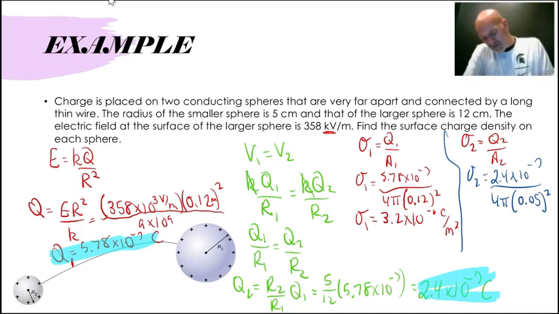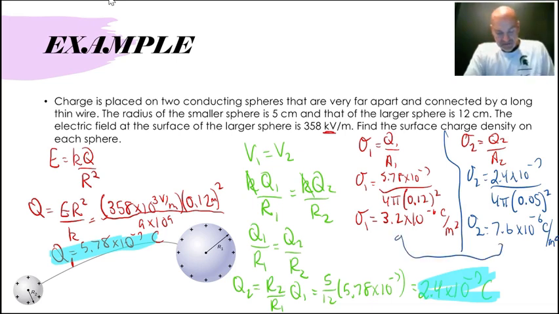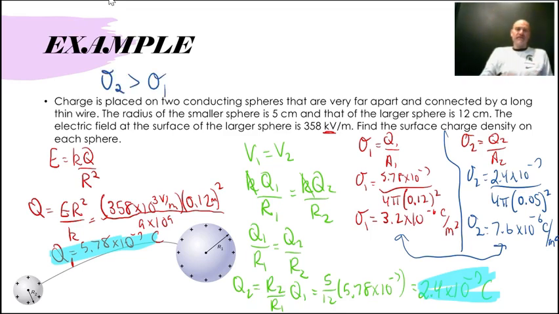This number I did write down. So sigma 2 is 7.6 times 10 to the negative 6 coulombs per meter squared. And you can see, because they both have the same exponent, that sigma 2 is greater than sigma 1, because the second sphere has the smaller radius. Again, apologize for all that confusion with not writing numbers down, but there are your answers. So sigma 1 is 3.2 times 10 to the negative 6th. Sigma 2 is 7.6 times 10 to the negative 6th.